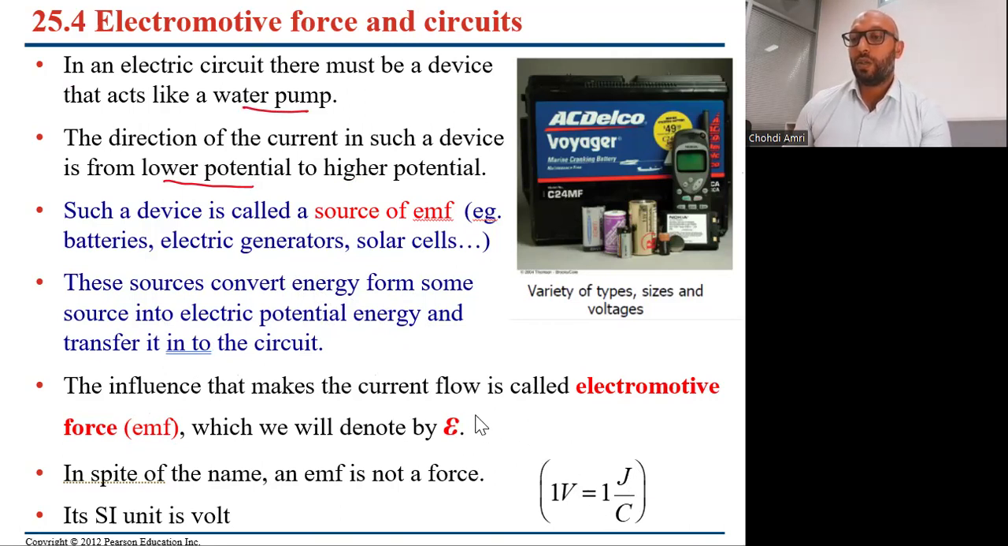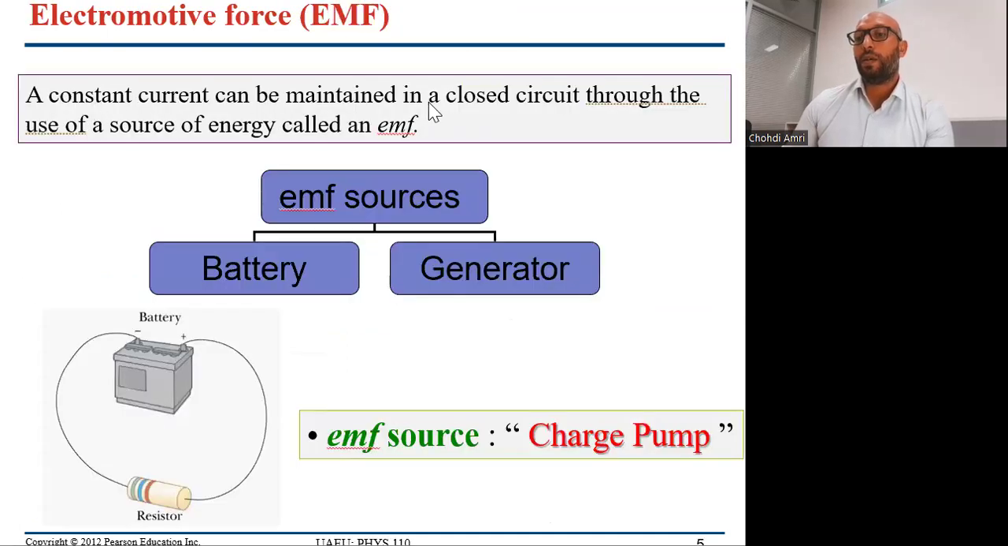So what do we call this epsilon? Epsilon is called electromotive force. Good. A constant current can be maintained in closed circuits through the use of sources of energy called electromotive force. Electromotive force sources can be a battery or a generator, and they act, as we said, as a charge pump. Let's move on.